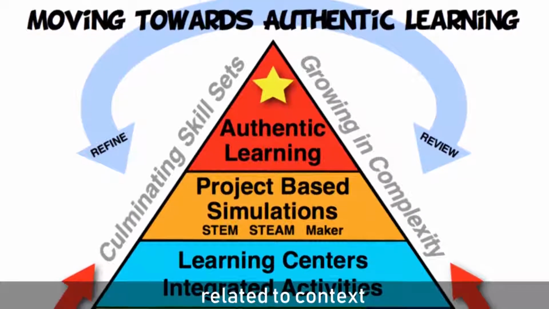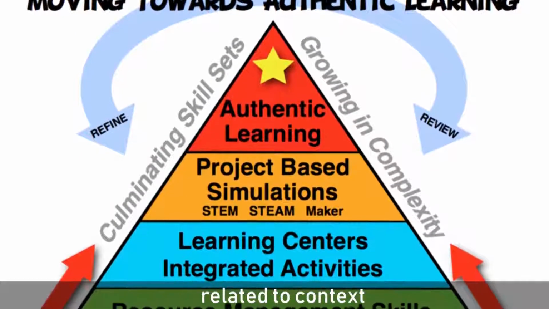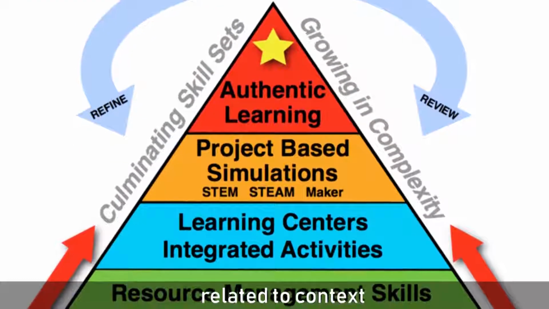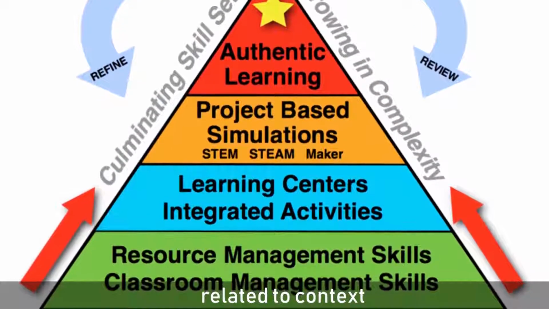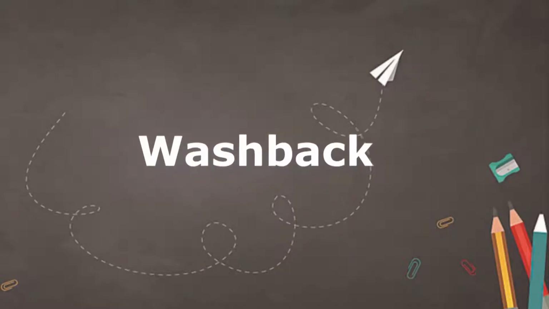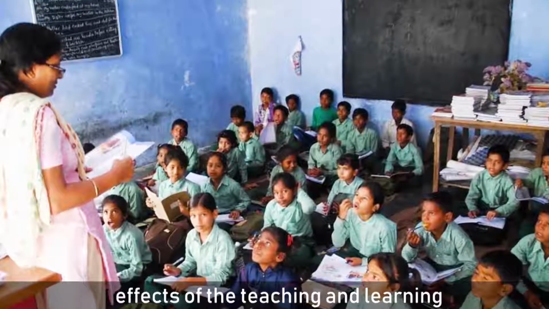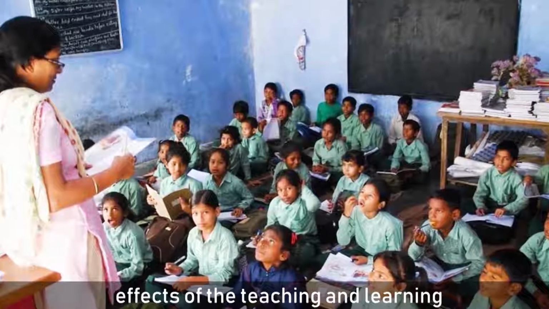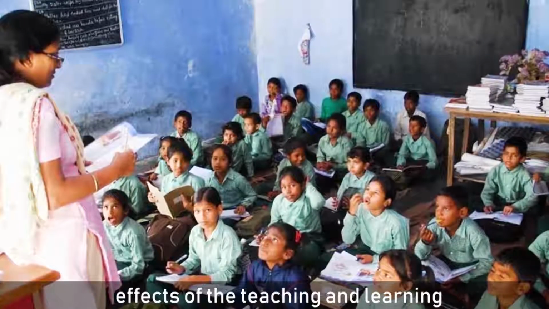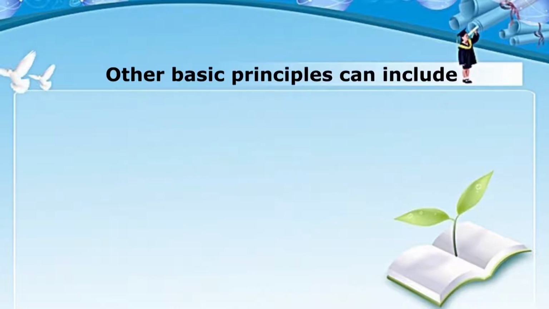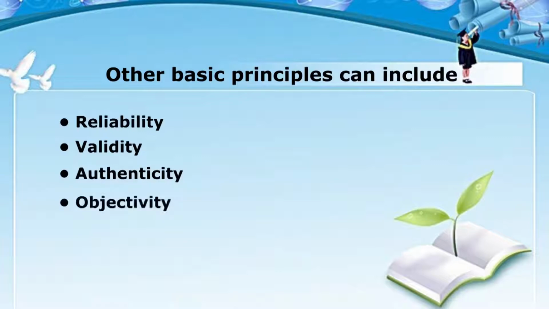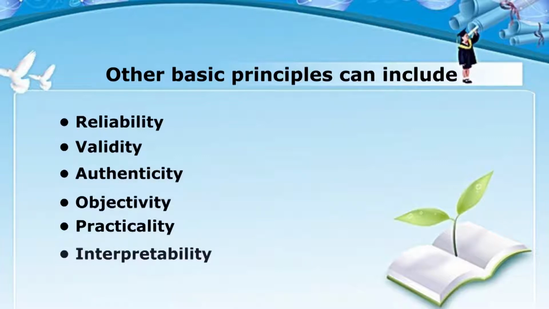Authenticity. The assessment tool must be real, simple, related to context, easy to understand and follow, and applicable to real life experiences. Washback refers to the effects of the teaching and learning experiences on the students, which can be positive or negative. Other basic principles can include reliability, validity, authenticity, objectivity, practicality, interpretability, washback effect.